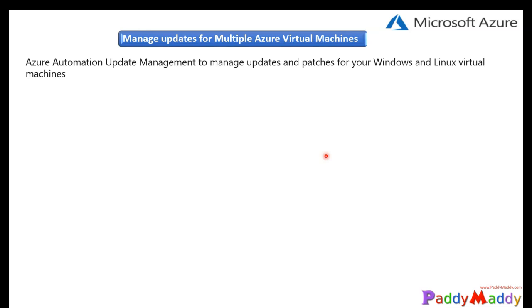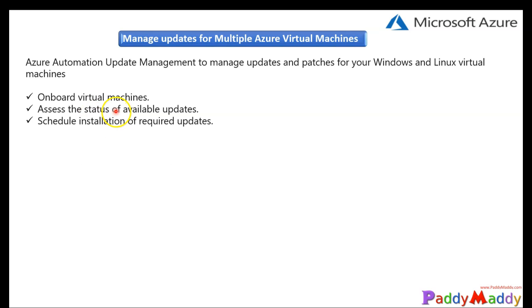So we talked earlier about the overview. Again, we will just have a look at the same thing. If you look here, update management can be done for your Windows as well as the Linux operating systems. You can onboard them, you can assess them for the required available updates, and then you can select and schedule the required updates.